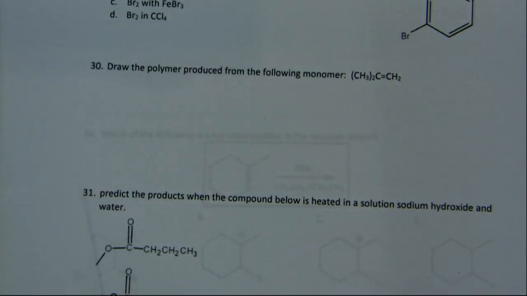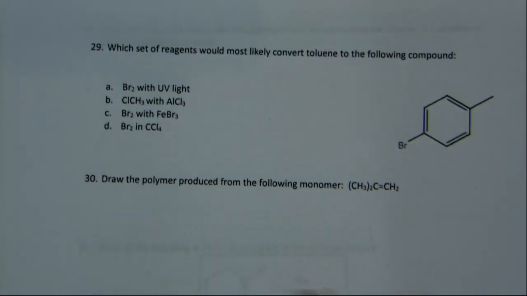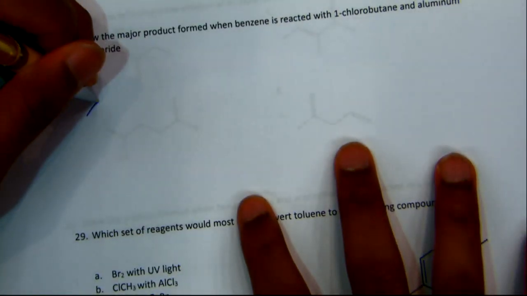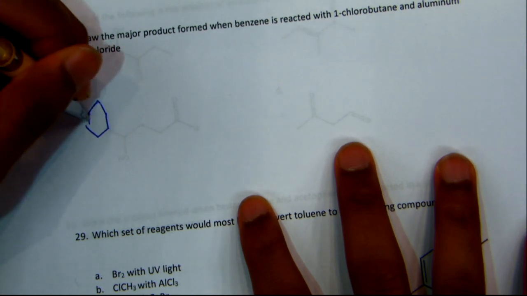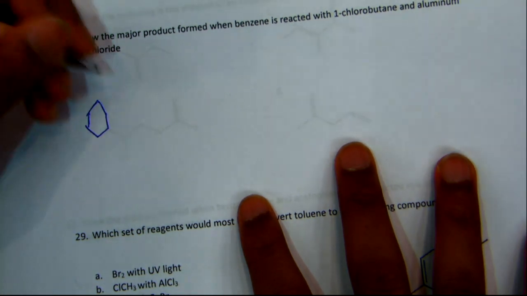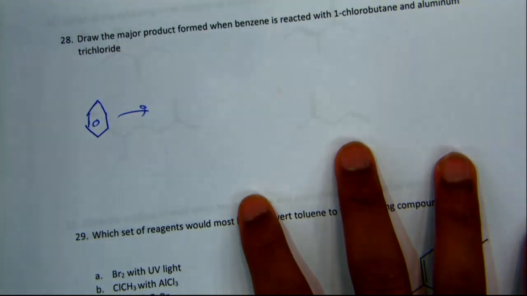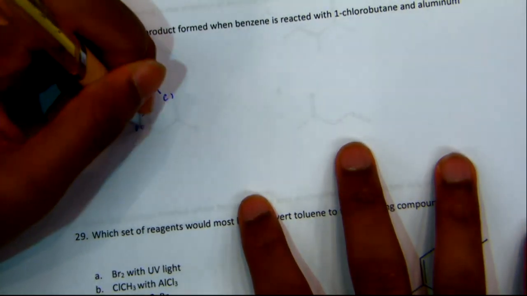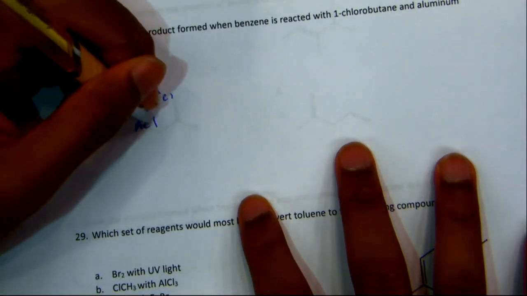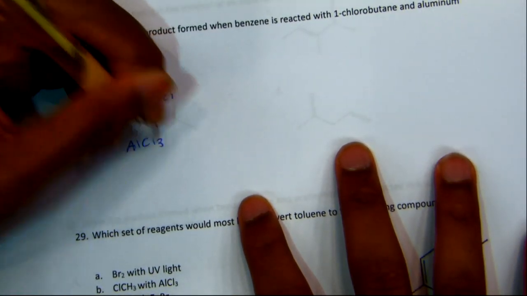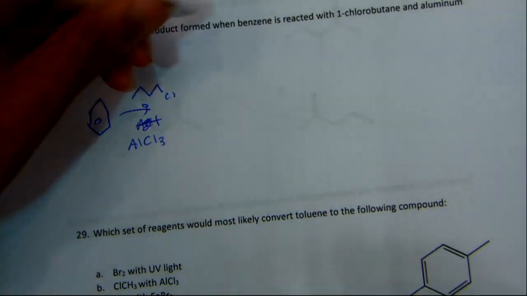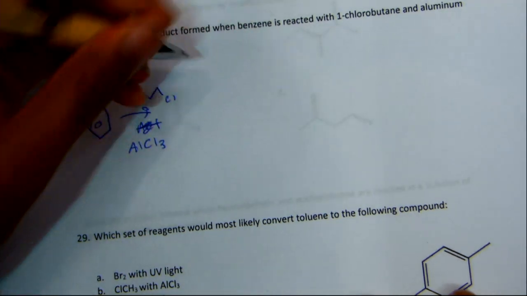On to the next one. Okay. So draw the major product formed when benzene is reacted with 1-chlorobutane and AlCl3. Is that cool? So basically all this is forming is this reagent right here. All it's forming is this carbocation.